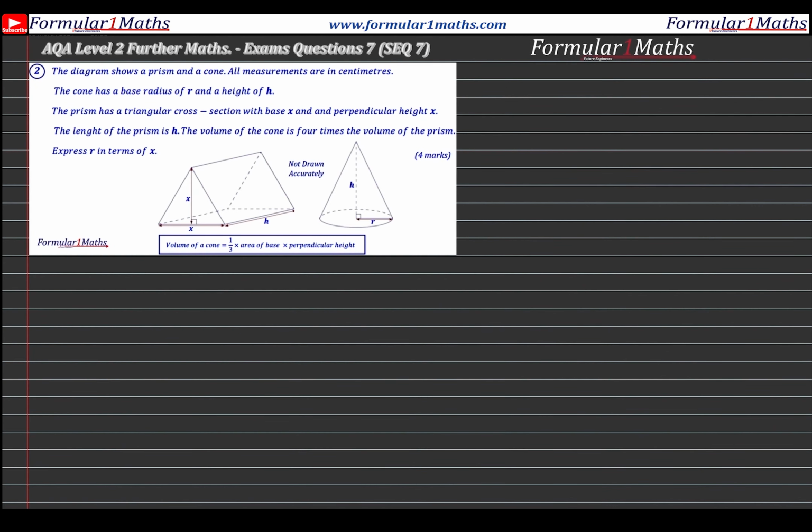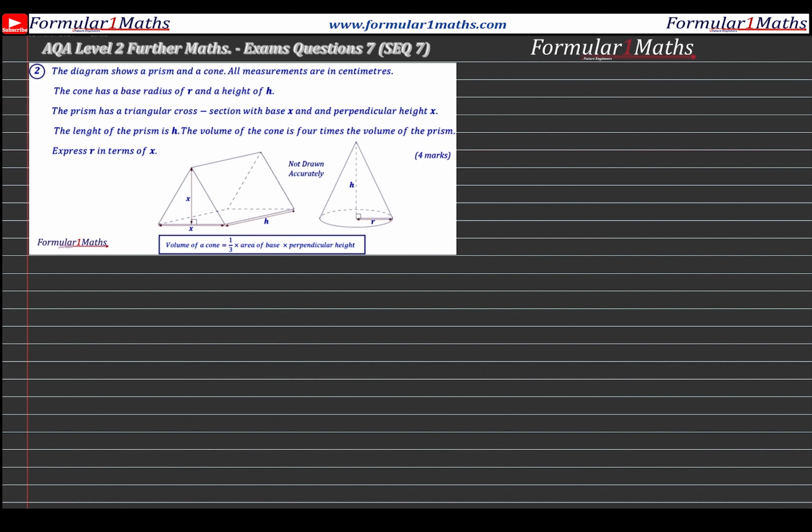Question 2. The diagram shows a prism, this one here, and a cone, which is this. All measurements are in centimeters. The cone has a base radius of r and a height of h. So this is the base radius and a height h. The prism has a triangular cross section, and this is a triangular cross section over here.